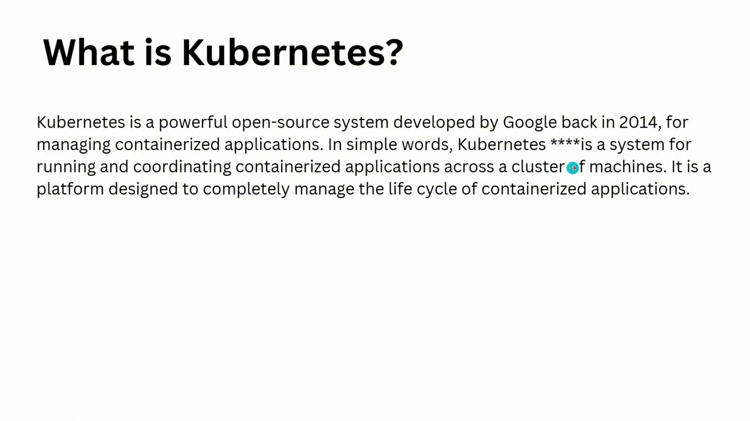In simple words, Kubernetes is a system for running and coordinating containerized application across a cluster of machines. It is a platform designed to completely manage the life cycle of containerized application. That means if you have any containerized application, Kubernetes uses something called cluster, and it completely manages the life cycle of containerized application. Okay, you don't need to worry about anything like load balancing, scaling. Everything would be done by the Kubernetes.